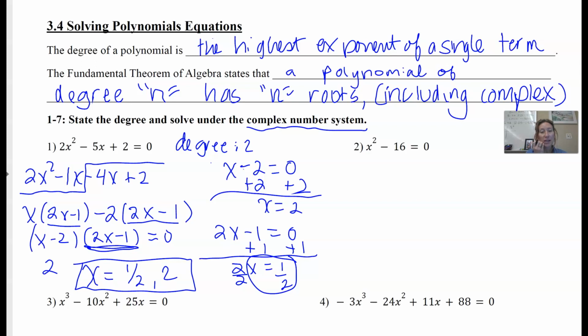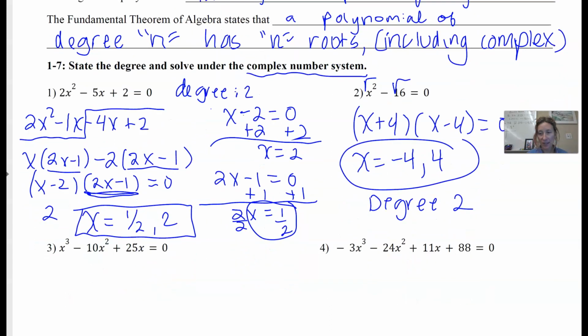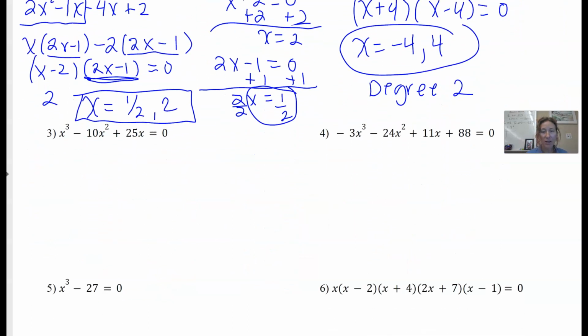Problem number 2, I can solve again with factoring. This is that special binomial pattern. With a binomial, I do not need the t-chart. I take the square root, and I have x plus 4 times x minus 4 equals 0. And I can just take the opposites here. I've got x is equal to -4 and +4. Really straightforward there. The degree was 2.